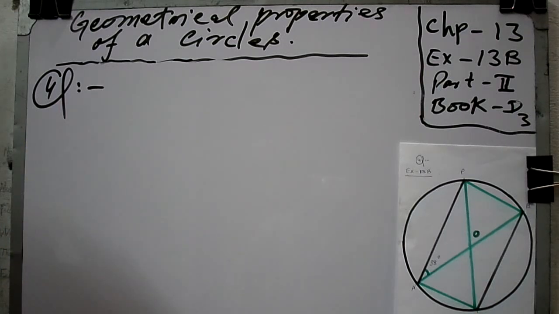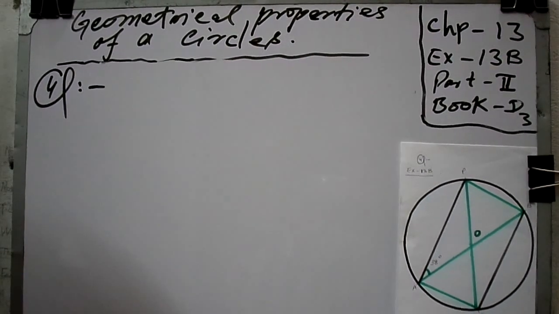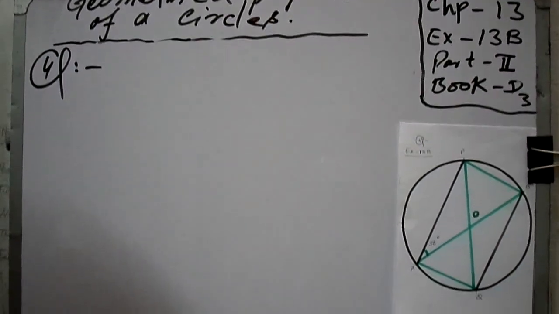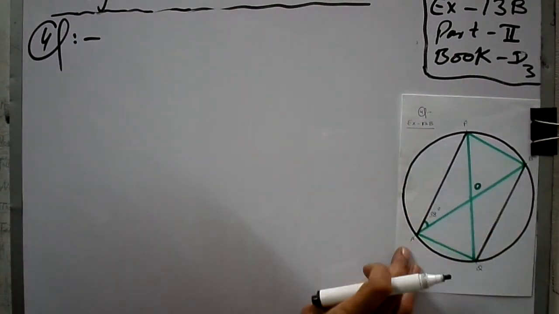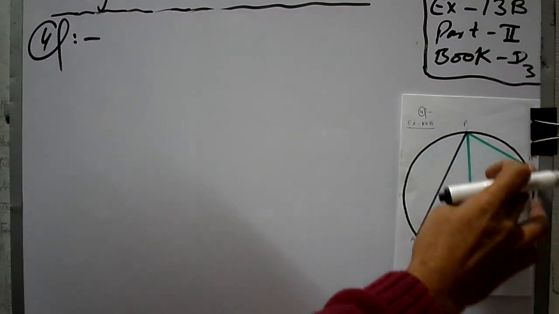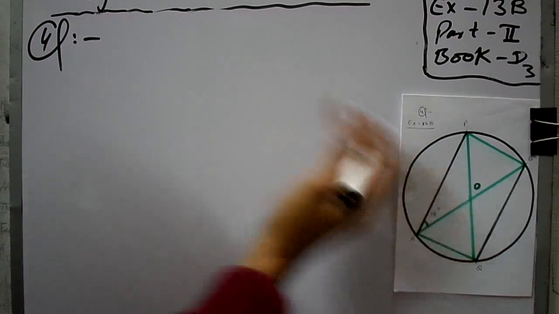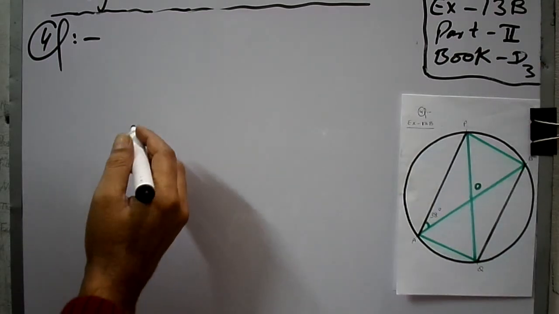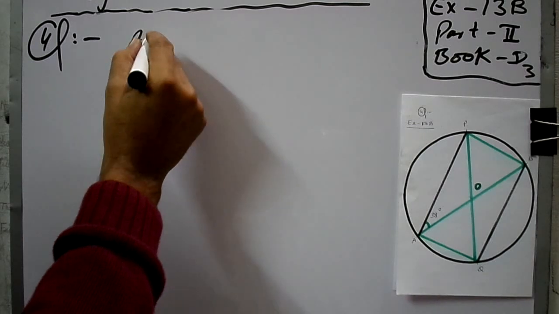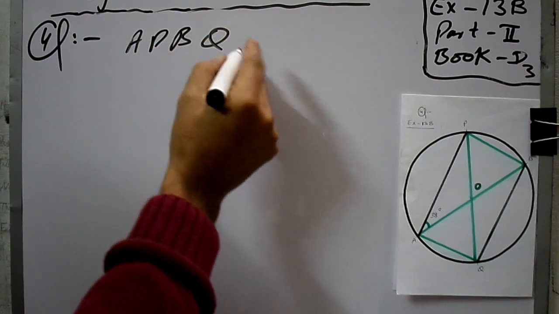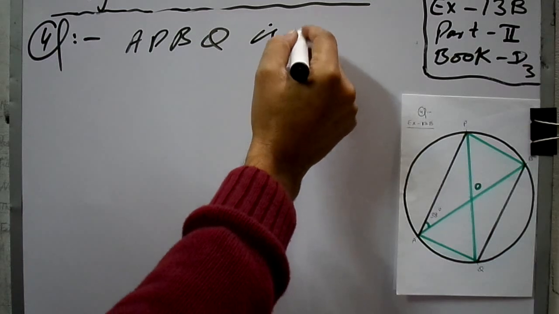In the question, in a diagram, O is the center of a circle. Find PQD, and in part B PQA, and in part C QPB. Since you can see here, APBQ is a parallelogram. Here an angle is given to us, that is 38 degrees. So we have to find, you can see that APBQ is a parallelogram.